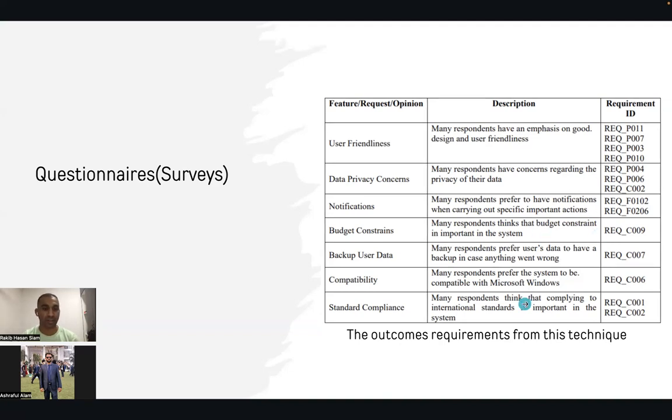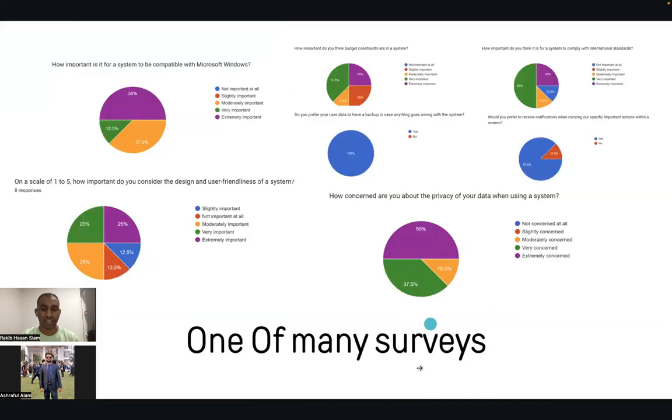This is the table for the questionnaire that we have done for our survey, and this is the result. Our question was how important it is for the system to be compatible with Microsoft Windows. 50% of respondents answered extremely important, only 12.5% answered very important, and around 37.5% answered moderately important.